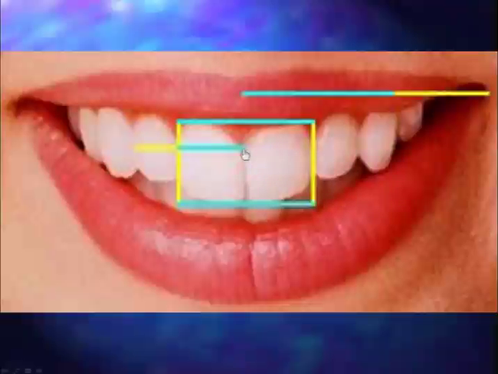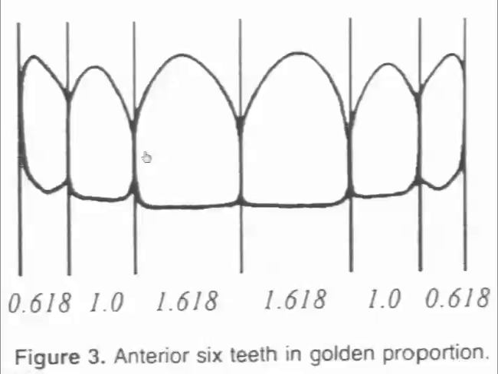They also show that a width of the central is 60% wider than the apparent width of the lateral. Not the actual width, the apparent width, because the lateral is slightly rotated. Then they also say that the width of the lateral is 60% wider than the width of the canine. But when they show the picture, it kind of shows a funky looking canine.